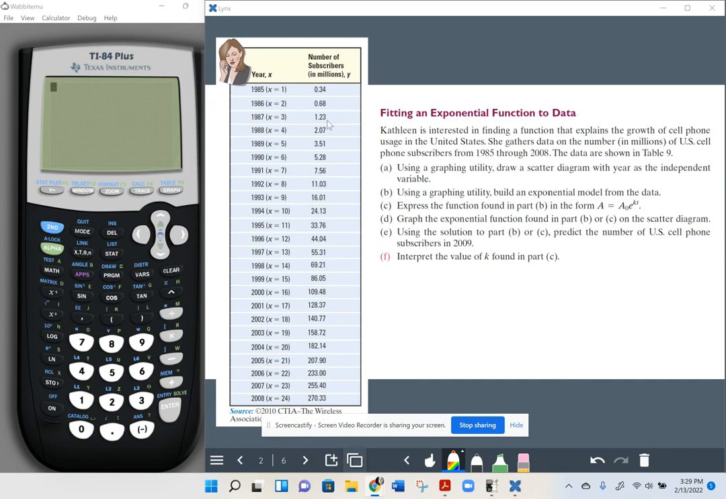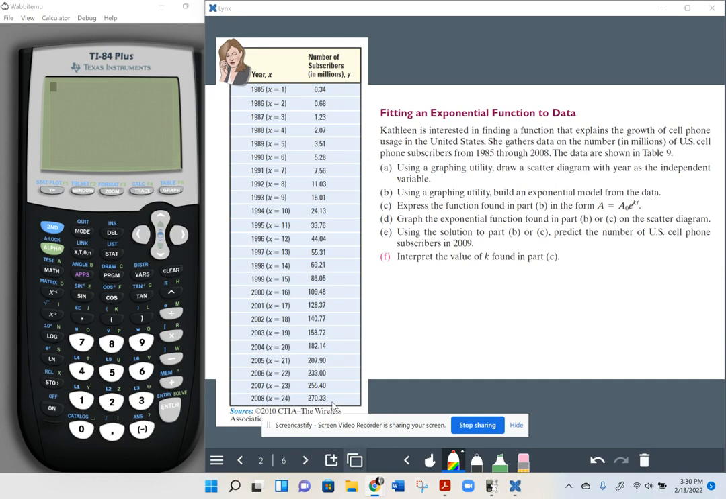And then in our Y column or L2 column is the number of subscribers in millions. So that shouldn't shock you that in 1985, not even 1/3 of a million folks had a cell phone, because why would you? But in 2008, 270 and 1/3 million folks have cell phones, and that's only the United States.